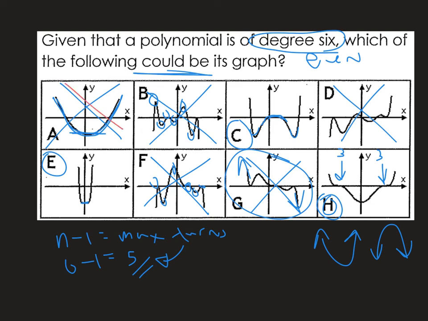For the red boxes, I'm not saying that they're guaranteed not. I'm just saying that they're most likely not. So the red box is most likely not. The blue X is definitely not. E, C, and H, those are our most likely candidates.